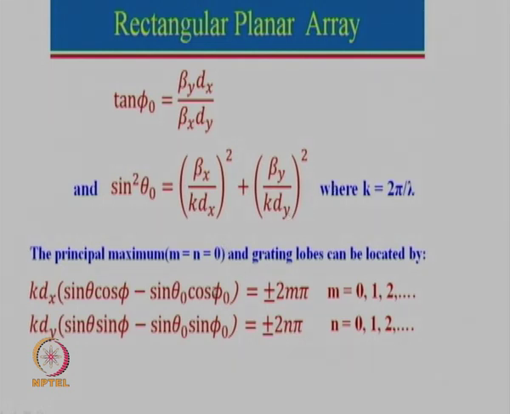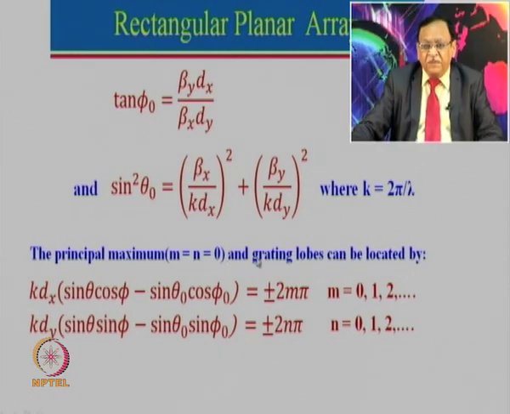Now the principal maximum can be obtained when we put m equal to n equal to 0, and we can put over here, but the grating lobes can be obtained when m and n are equal to 1, and we should try to avoid grating lobes as much as possible. So we should try that this condition should never ever happen.